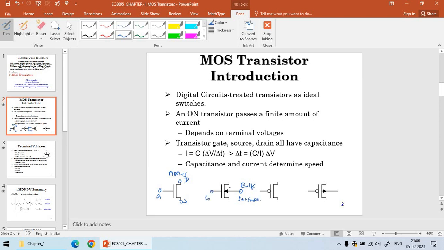Again, this is going to be your gate, this is going to be your drain, and this is going to be your source. Similarly for PMOS, this is going to be your gate, this is your source, and this is your drain. This arrow pointing outward represents it as a PMOS device, and this is going to be your bulk.